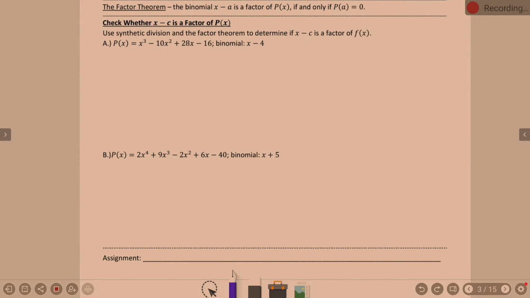So, factor theorem says the binomial x minus a is a factor of p of x if and only if p of a equals 0. What is that saying? What's p of a represent? The remainder. So that's fancy talk for saying if and only if the remainder is 0. So, we're going to look at example A, and the idea is we're going to use synthetic division to factor this if it factors.